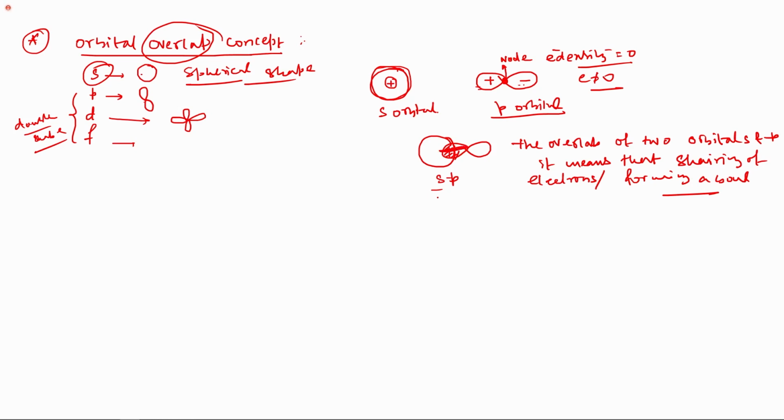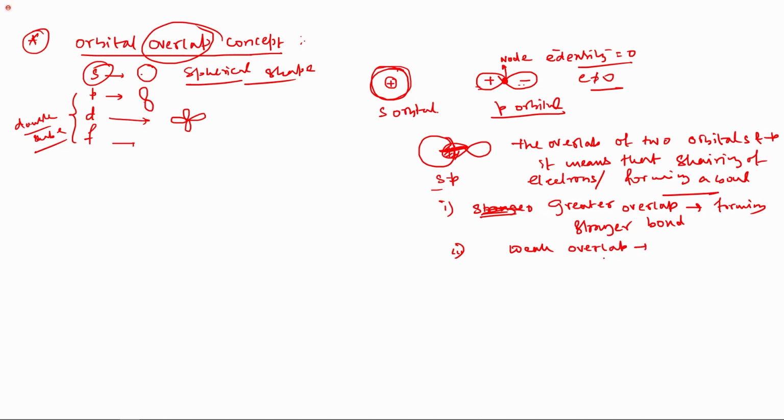There is a point that when the overlap is greater, a stronger bond is formed. When this is a greater overlap, that means they are forming a stronger bond. When it is a weak overlap, they are forming a weak bond.